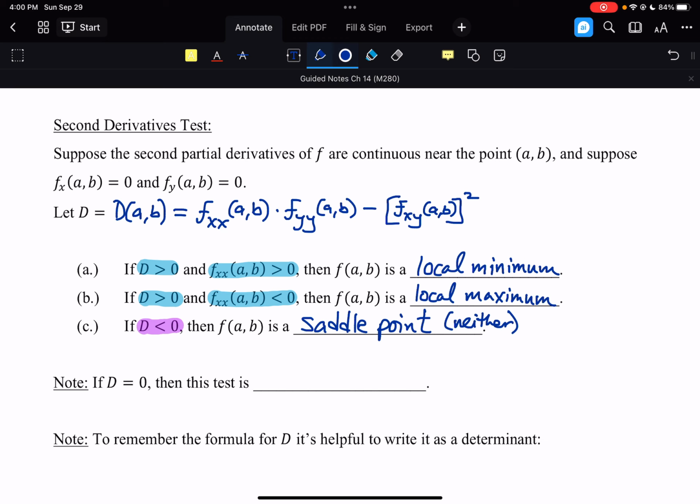Now we left out one value. We said if D is positive, it's one of these two. If it's negative, it's a saddle point. If D is 0, then this test is inconclusive.